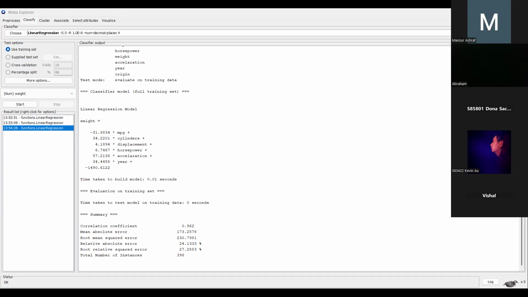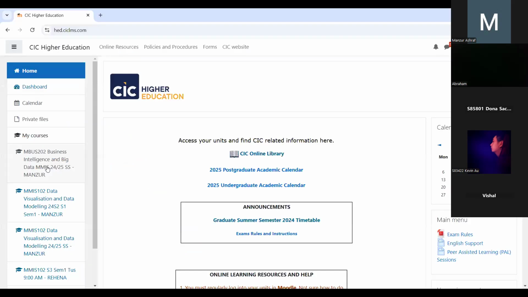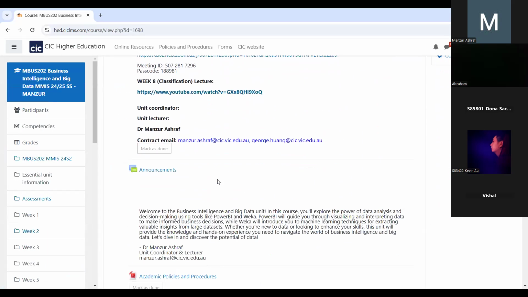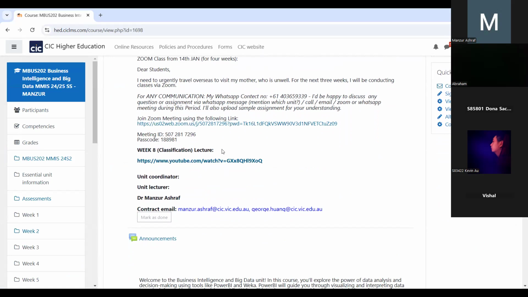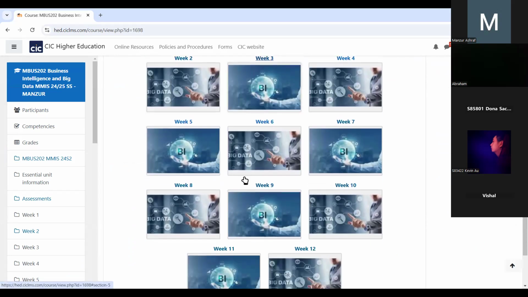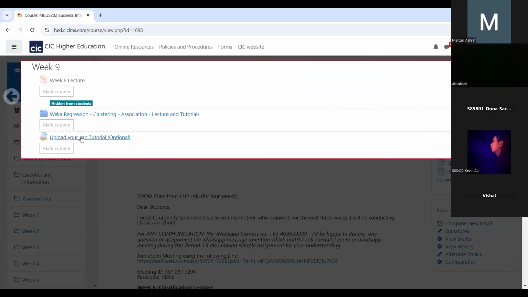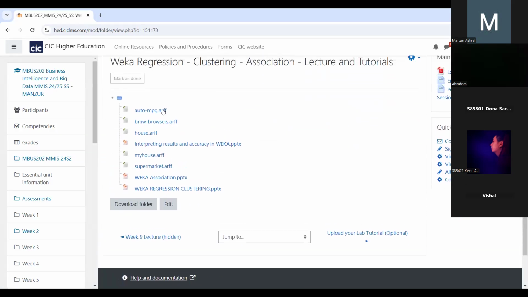So I share the screen. If you look at the course, I think last lecture I uploaded it here, week 8. This lecture I'll upload week 9 here, right? So you can see the recorded video. Now under week 9, you can see that there's a regression cluster file. In this example, can you see the auto MPG ARFF, BMW browsers ARFF, and my house ARFF, these three files?